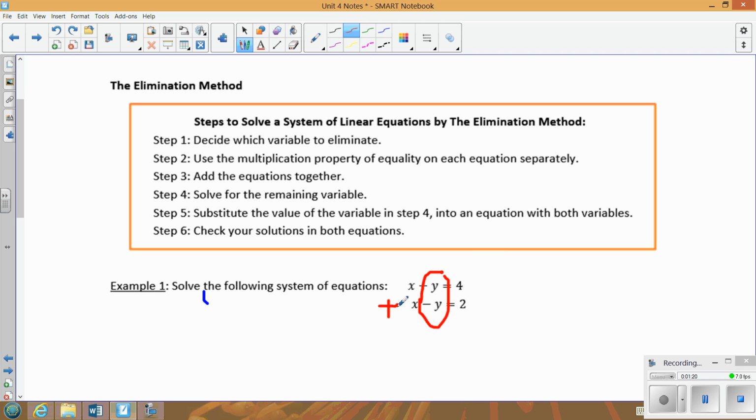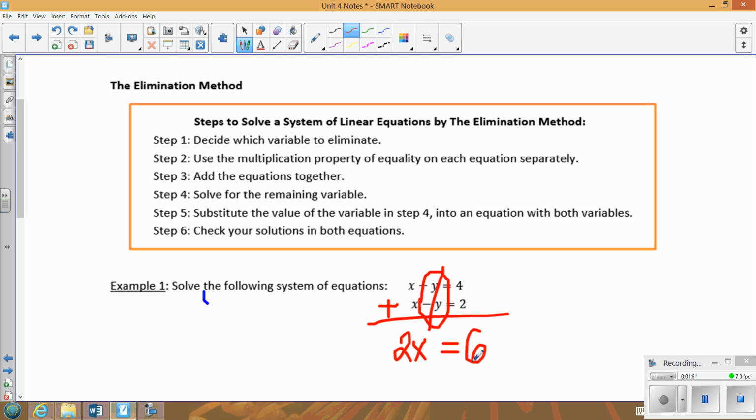If I add these two equations, I'm going to have 2x. The y's cancel because I had a positive and a negative y, and I'll have 6 at the end. By adding those two equations, I've just eliminated y, and it'll allow me to solve for x. Then once we know x, it's just like what we did in the last lesson: we take that x and plug it into one of the equations to figure out y. So it's just the first step that's different.